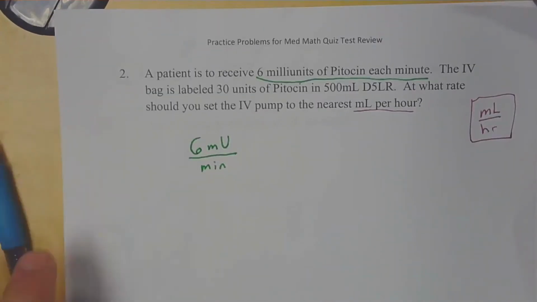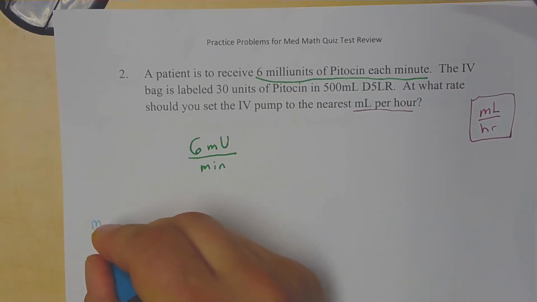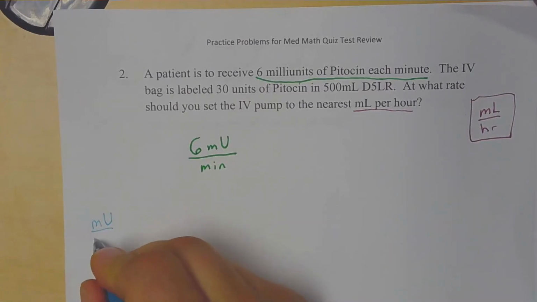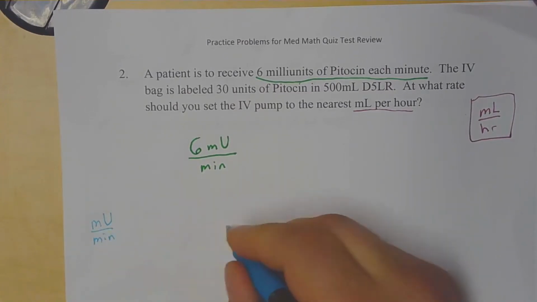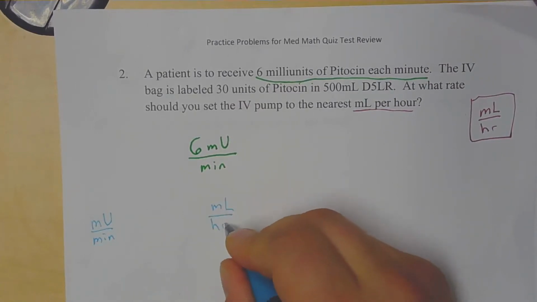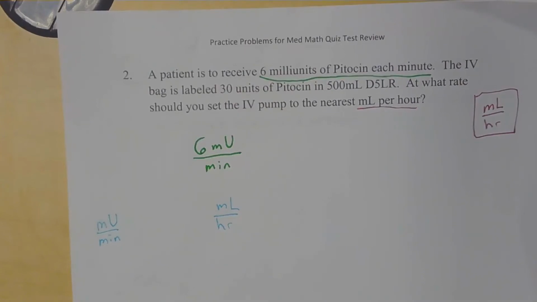All right, now I write that, but then I need to make a game plan. So I come down here, this is my game plan portion, all right? And what I mean by a game plan is, I somehow want to get from milliunits per minute to milliliters per hour. This is actually harder than I thought it was to begin with. But I can see that's where I'm starting, this is where I'm ending. Now I come up with my game plan.